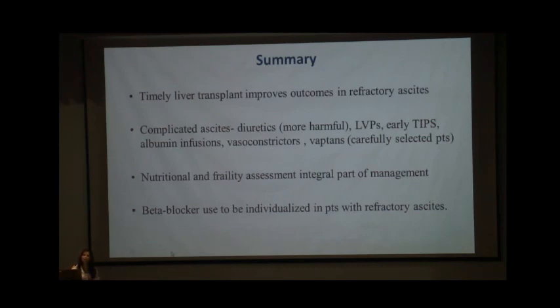these patients for TIPS. Long-term albumin combined with vasoconstrictors, nutrition and frailty assessment, and the role of branched-chain amino acids in these patients. And again, the right selection of beta blocker that you can give in refractory ascites needs to be seen in prospective studies.